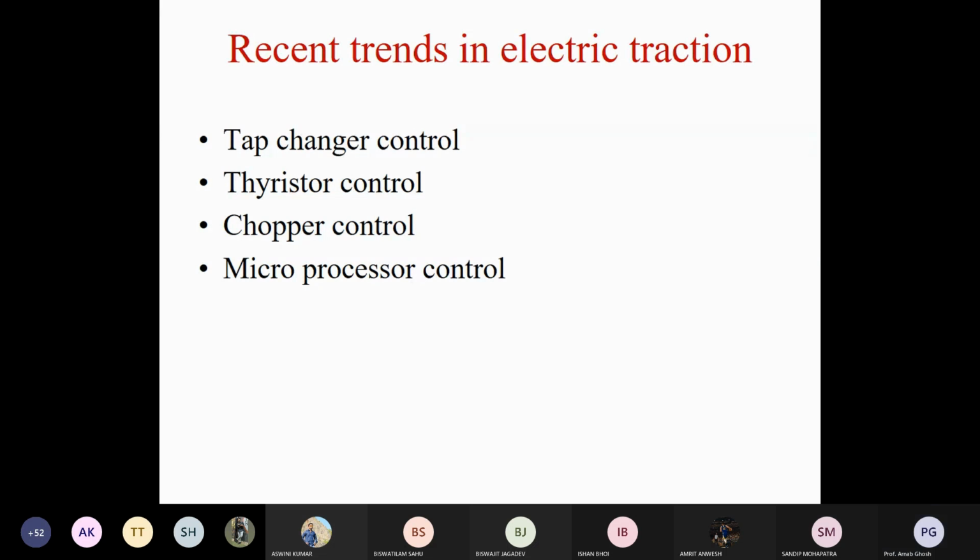Then microprocessor control, the control logic, is required. How to provide the control logic? Initially it was analog control. Right now everything is microcontroller or microprocessor based control. All the control strategies, and which gate pulses will work, the entire process is designed through the microprocessor or microcontroller. Normally we are using a microcontroller right now.